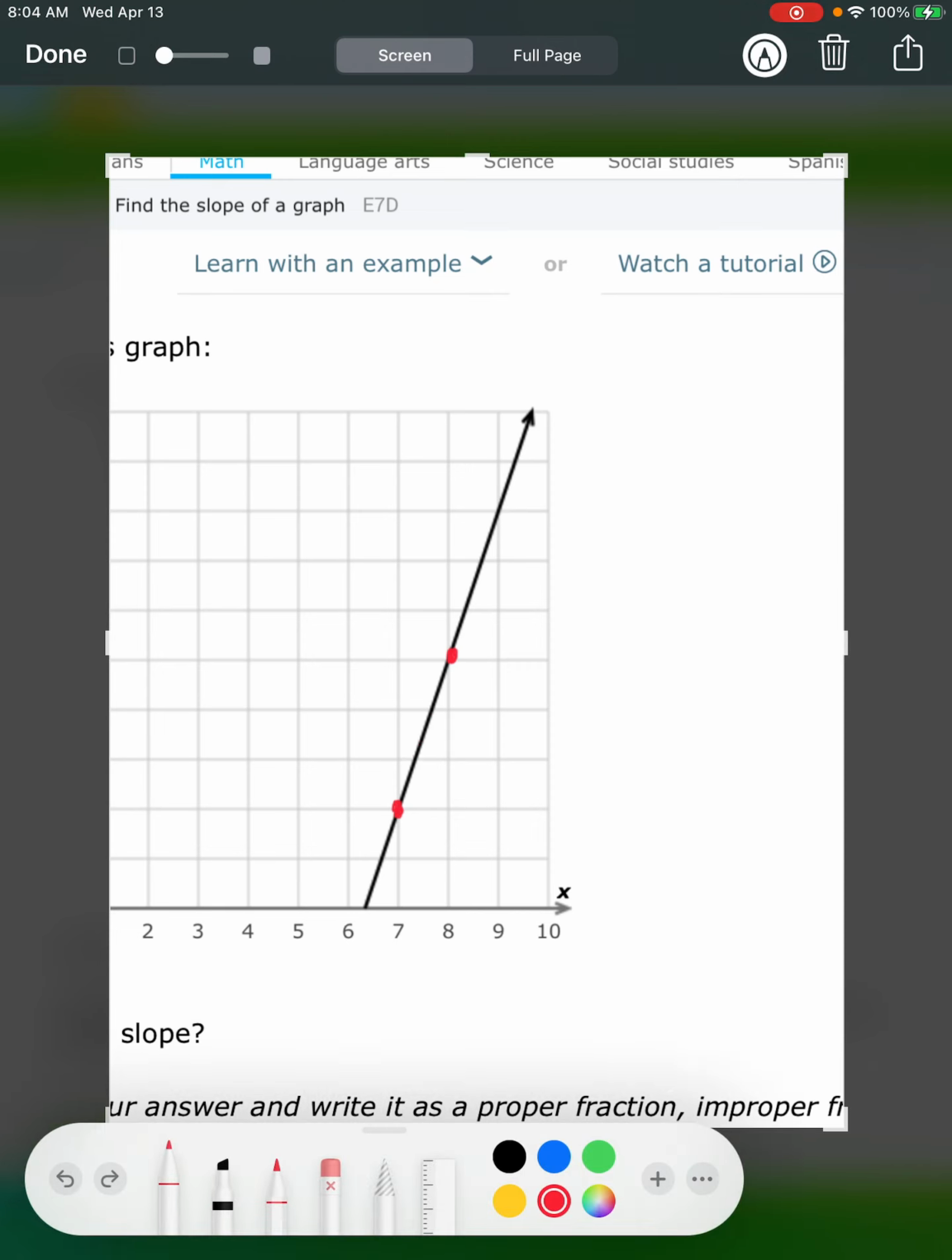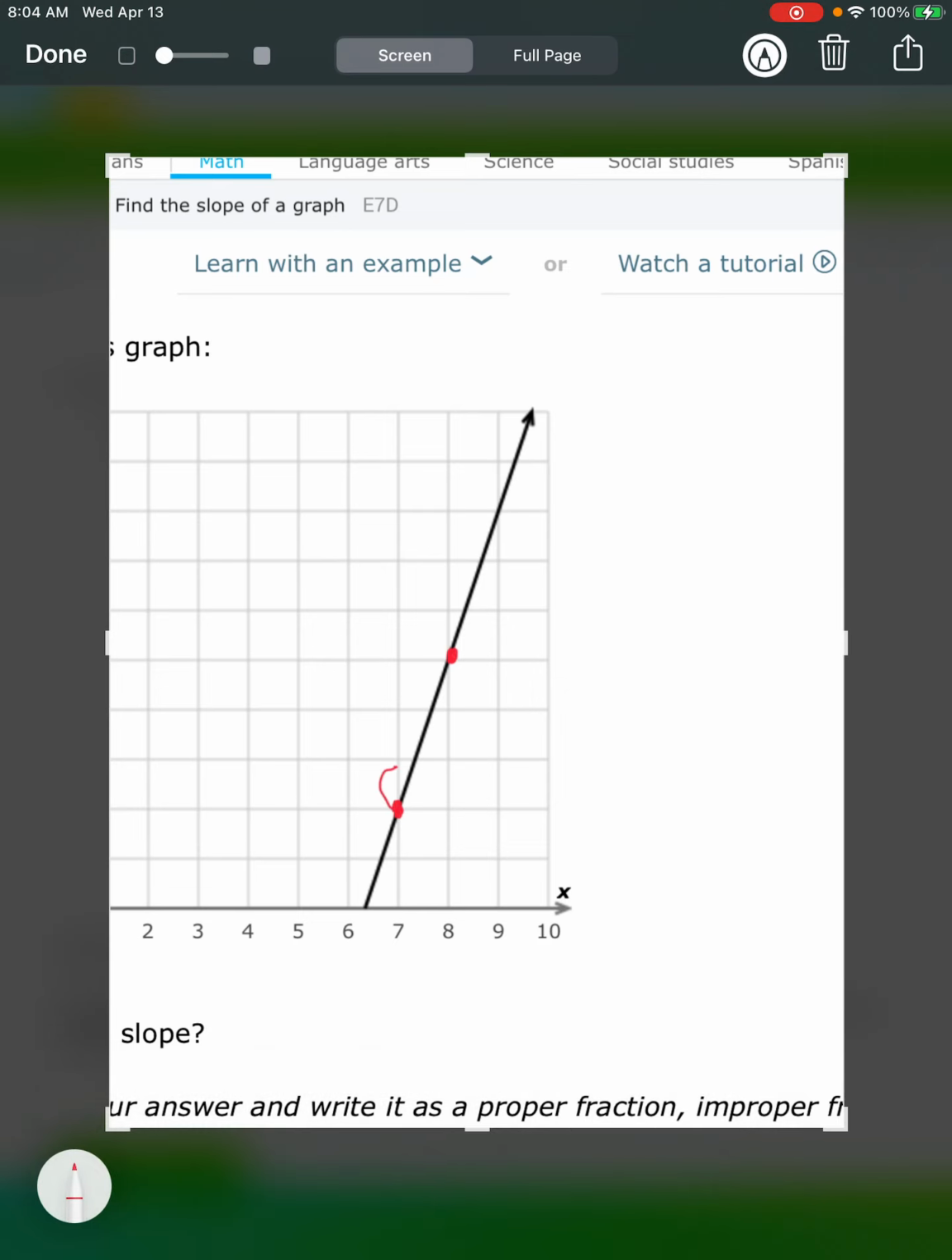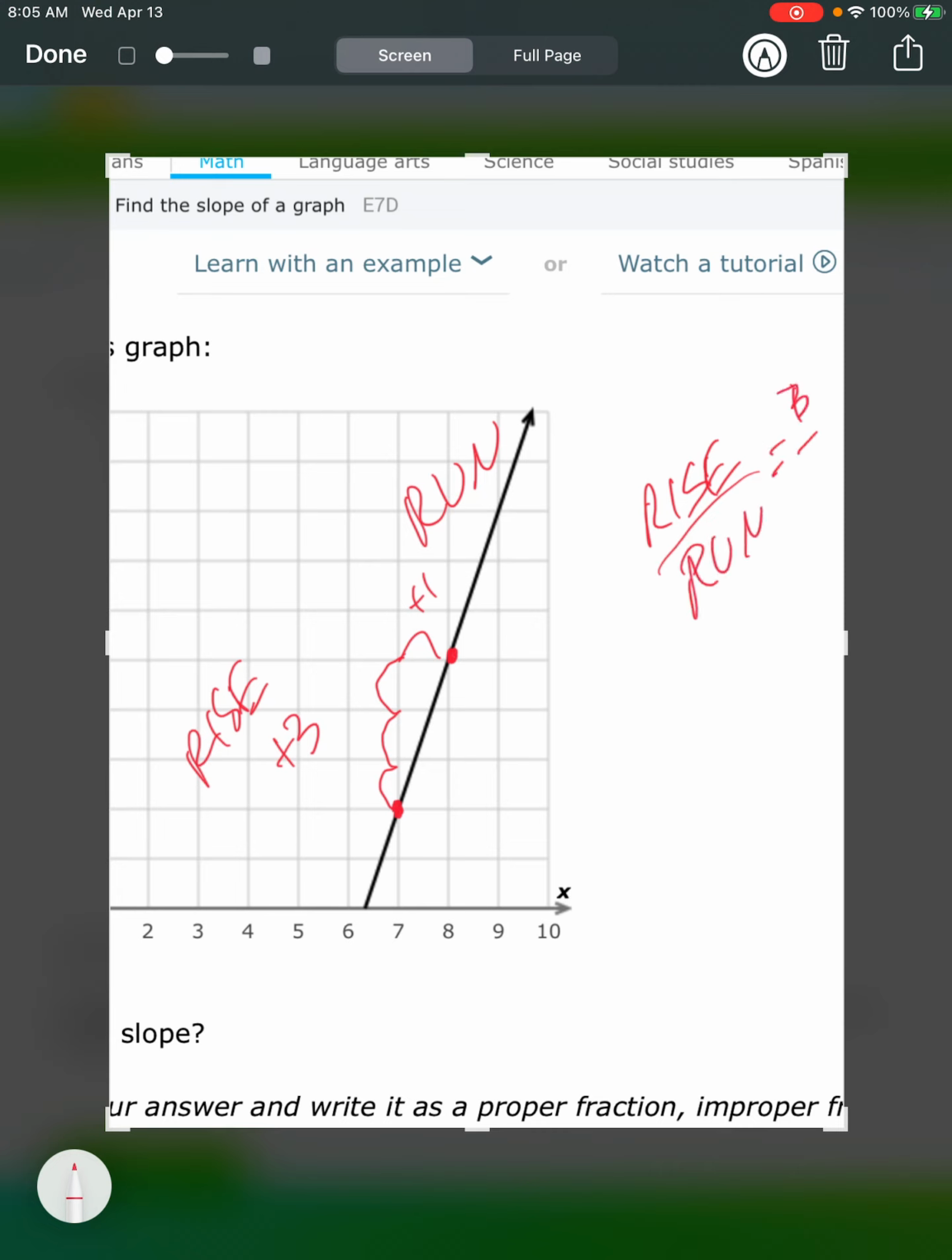Now once you've got 2 points, and you only need 2 points, we're just going to do rise over run. So I'm rising 1, 2, 3, and I am running 1. So the rise is 3. The run is 1. So the rise over run is the slope. So this is going to be 3 over 1, which is just 3.